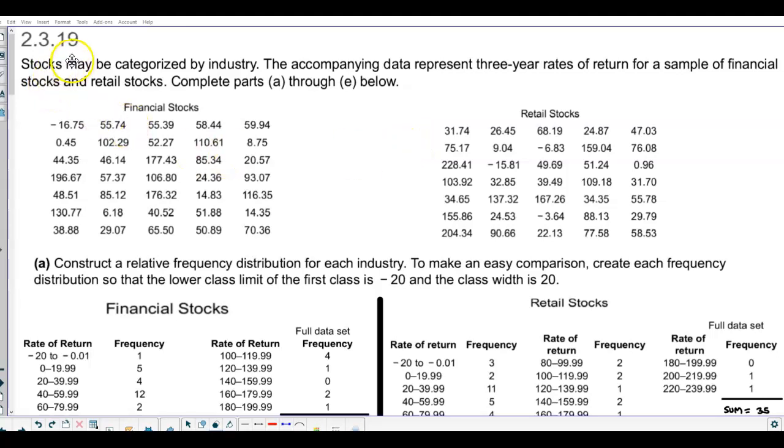Section 2.3.19. Stocks may be categorized by industry. The accompanying data represent 3-year rates of return for a sample of financial stocks and retail stocks, and we're completing parts A through E below. So here's our financial stocks and here's our retail stocks.